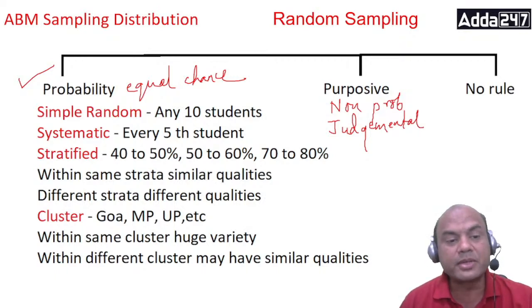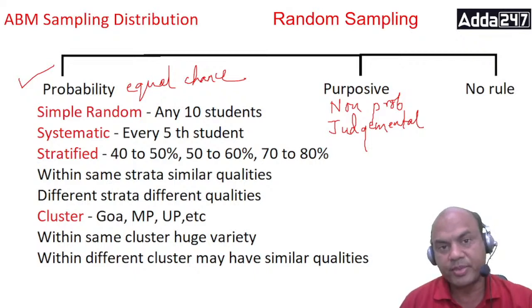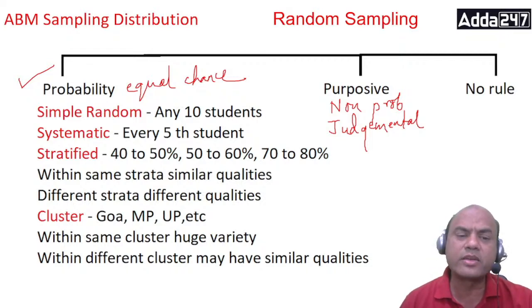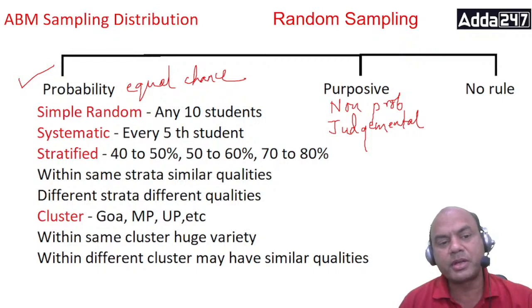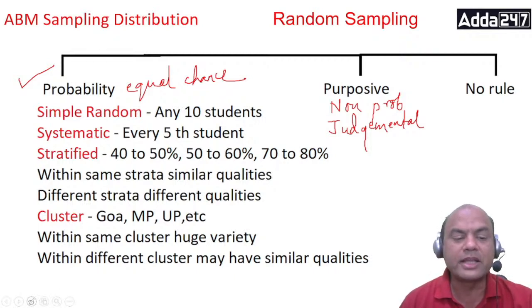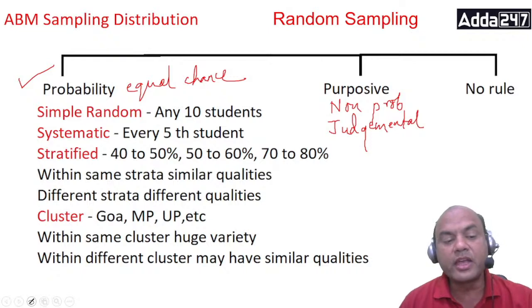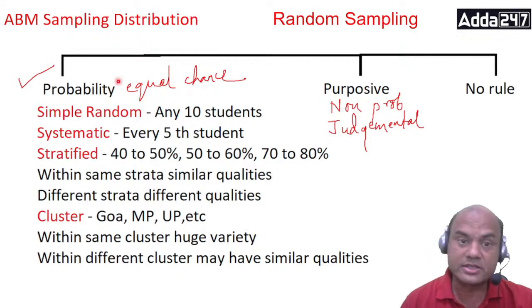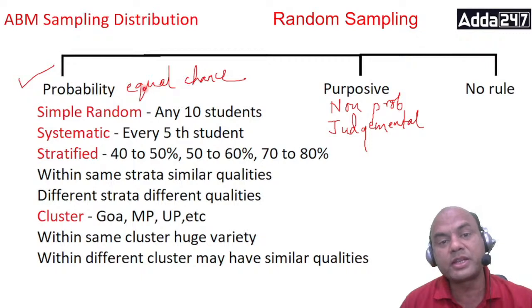Now probability samplings are of 4 types: simple random, systematic, stratified, and cluster. We'll study each one in detail, but before going ahead, I'll give you a short idea about this. Understand one simple logic of probability. Probability sampling means sampling in which every element has an equal chance of getting selected. Every person, every individual, every sample will have an equal chance.